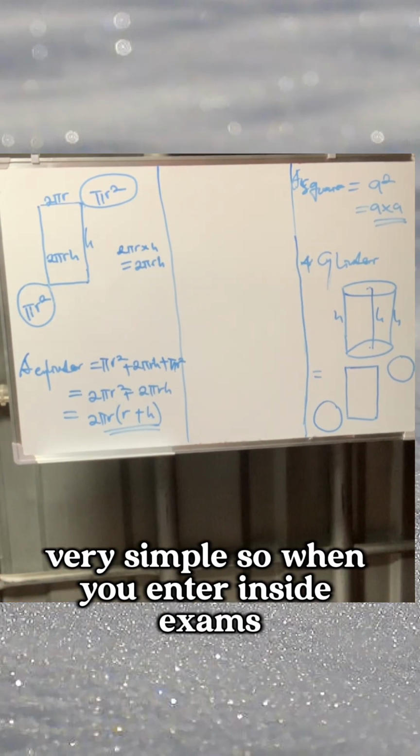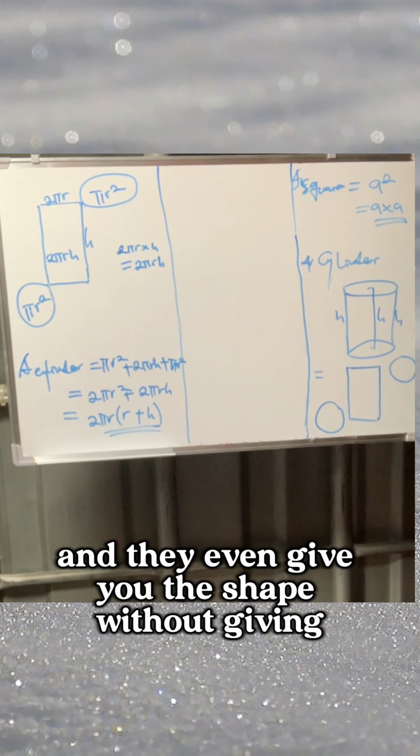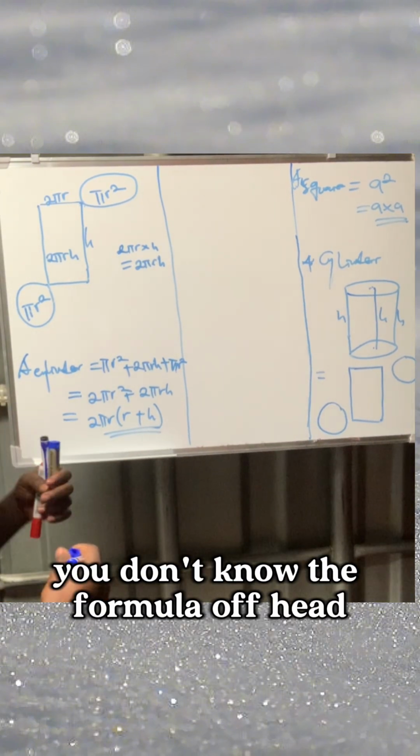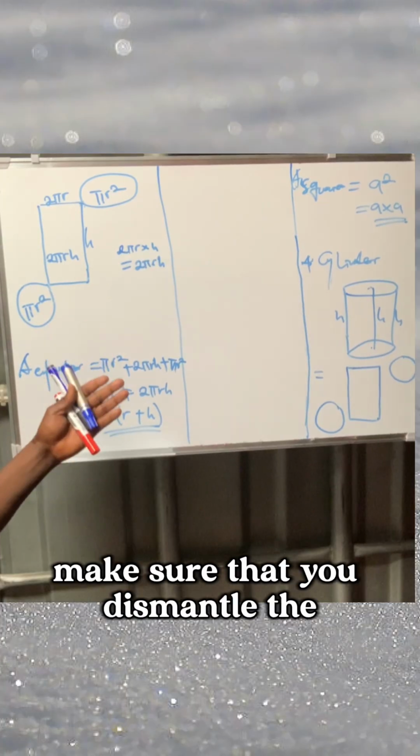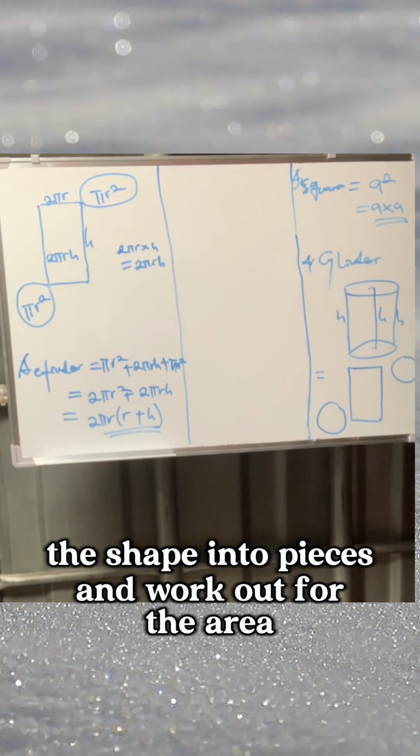You see, very simple. So when you enter inside the exams and they give you the shape without giving the formula, you don't know the formula of it, you don't need to struggle yourself. Just follow through this step. Make sure that you dismantle the shape into pieces and work out for the area.